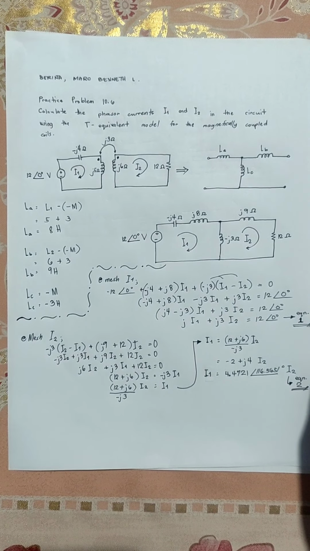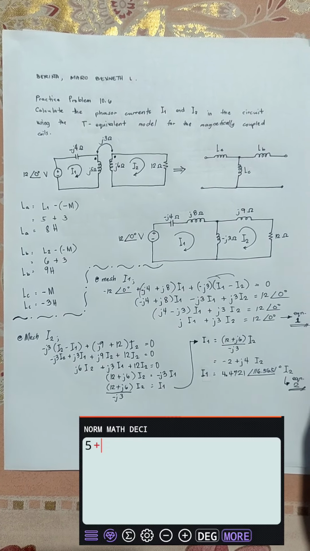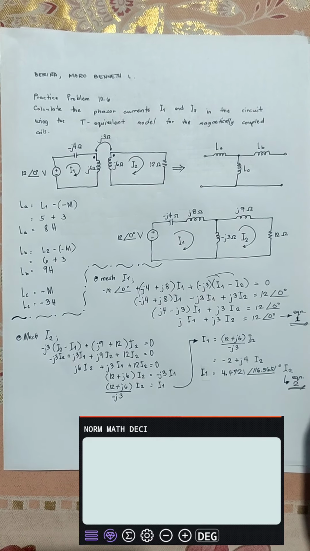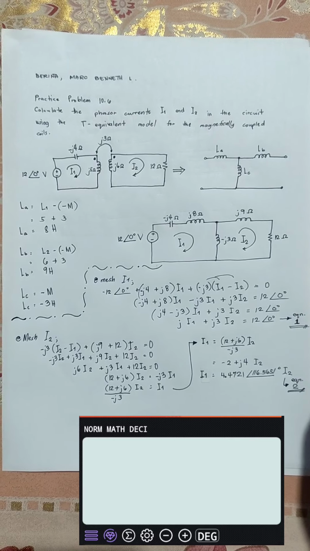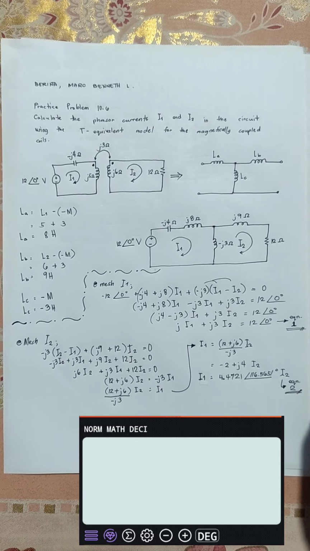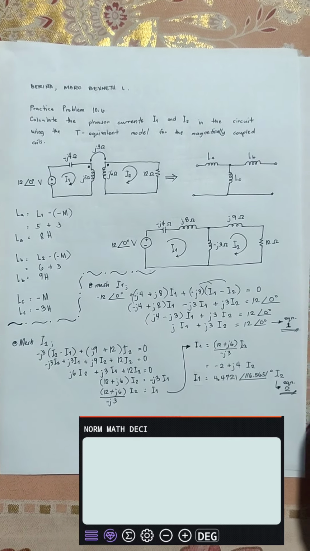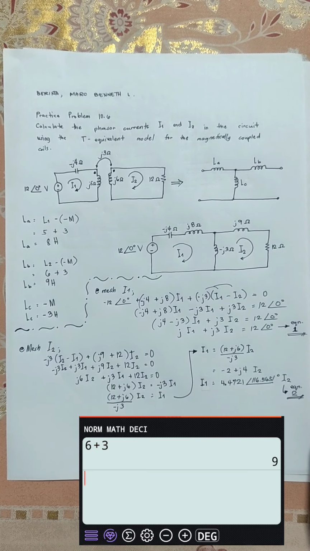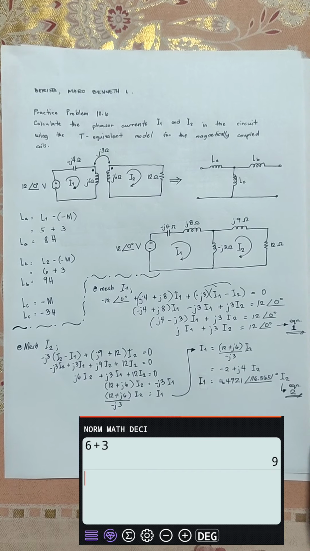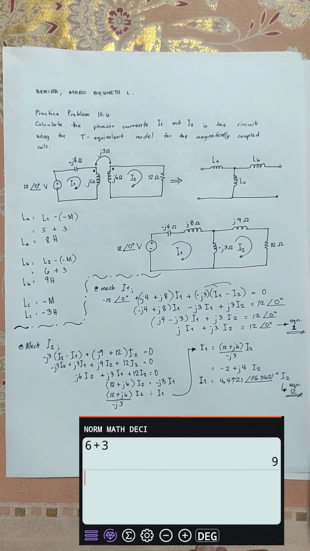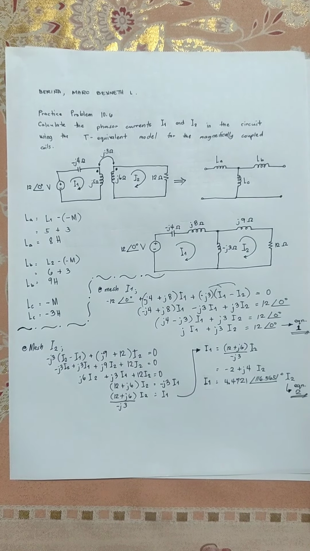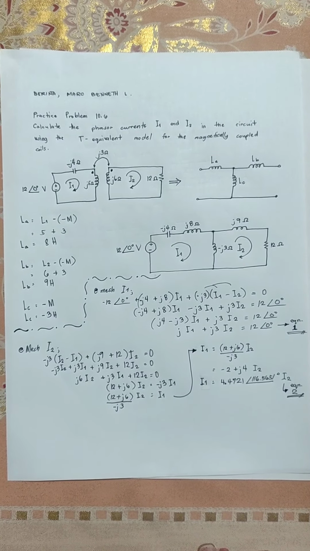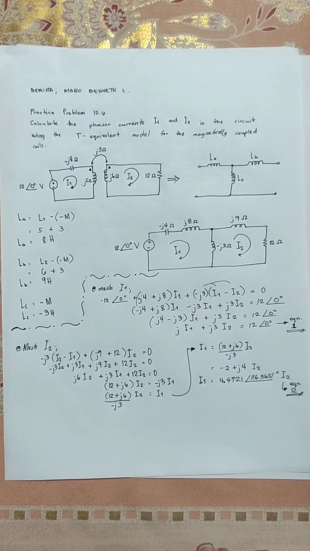L sub 1 minus negative M is equal to 5 plus 3. L sub A is now equal to 8 Henry. For L sub B equals L sub 2 minus negative M, it is equal to 6 plus 3, or L sub B is equal to 9 Henry. For L sub C, it is equal to negative M. L sub C is now equal to negative 3 Henry.